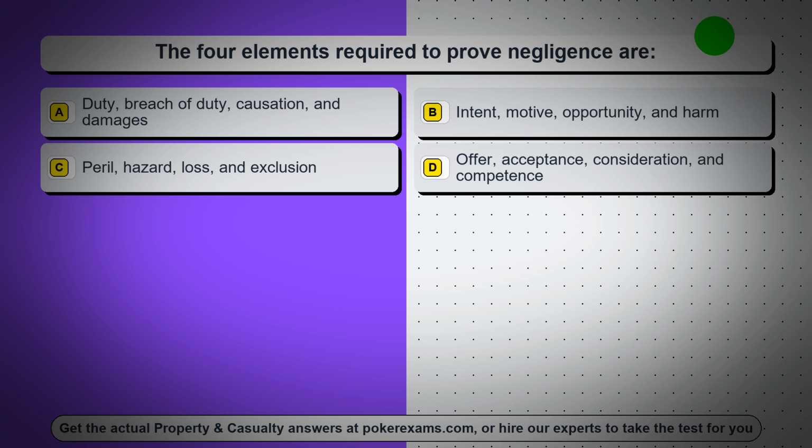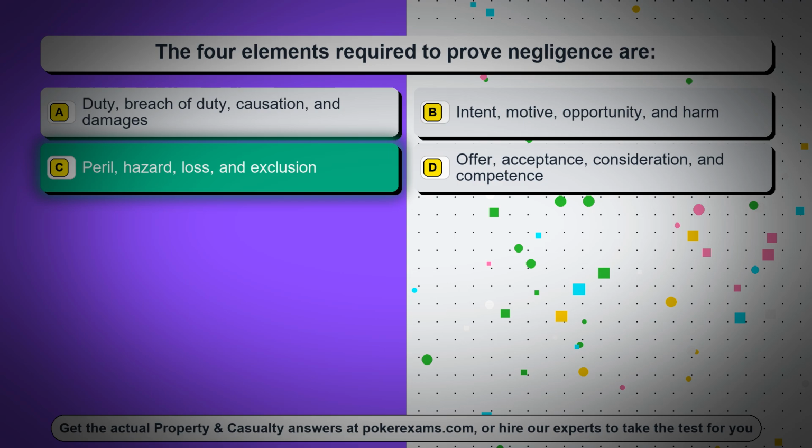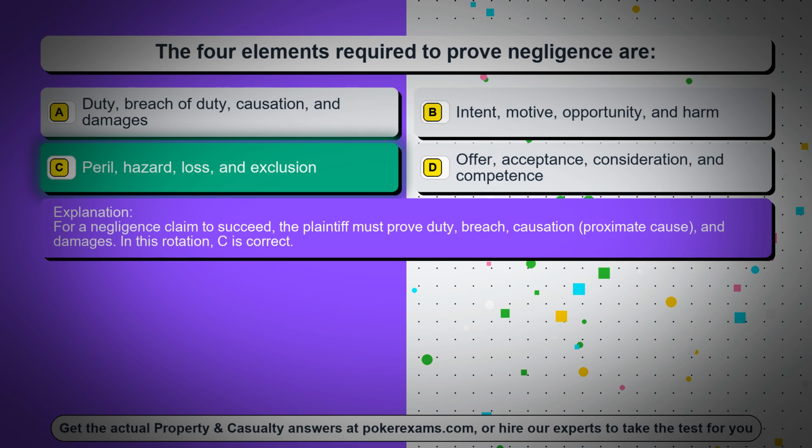Question 61. The four elements required to prove negligence are. Option A, duty, breach of duty, causation, and damages. Option B, intent, motive, opportunity, and harm. Option C, peril, hazard, loss, and exclusion. Option D, offer, acceptance, consideration, and competence. The correct answer is option C, peril, hazard, loss, and exclusion. For a negligence claim to succeed, the plaintiff must prove duty, breach, causation, proximate cause, and damages. In this rotation, C is correct.